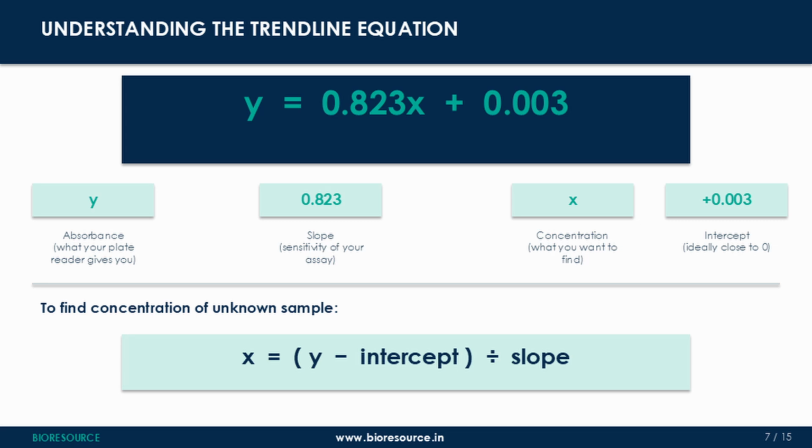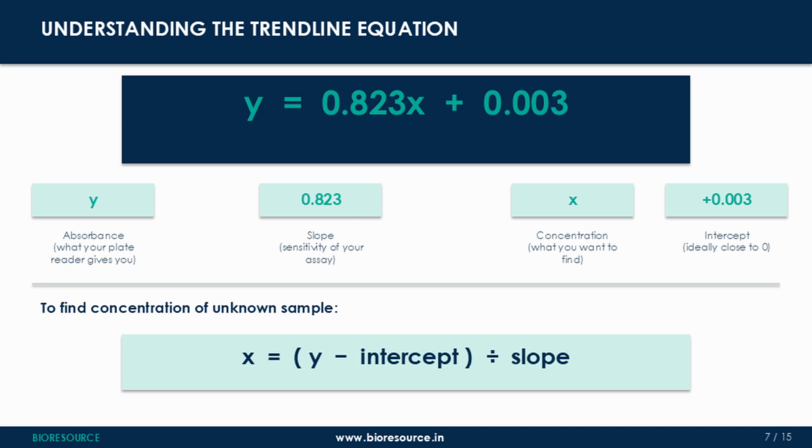Y is your absorbance. This is the value your plate reader or spectrophotometer gives you. 0.823 is the slope. This represents the sensitivity of your assay. How much the absorbance increases for every 1 unit increase in the concentration. A steeper slope means your assay is more sensitive to changes in the concentration. X is the concentration. This is what you want to find for your unknown samples.